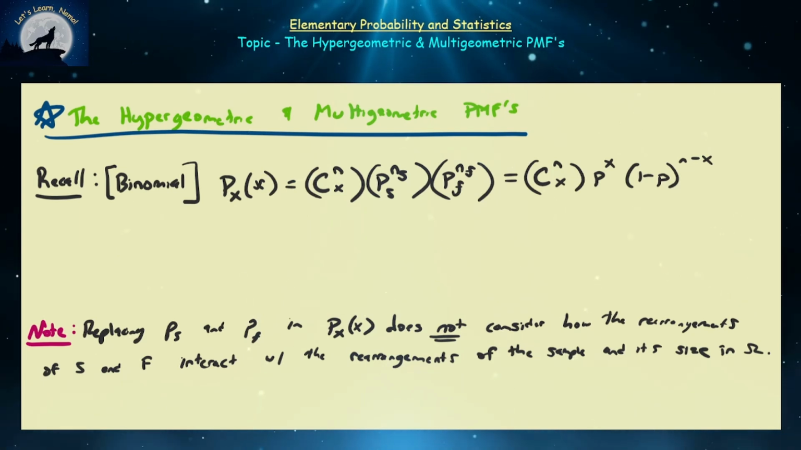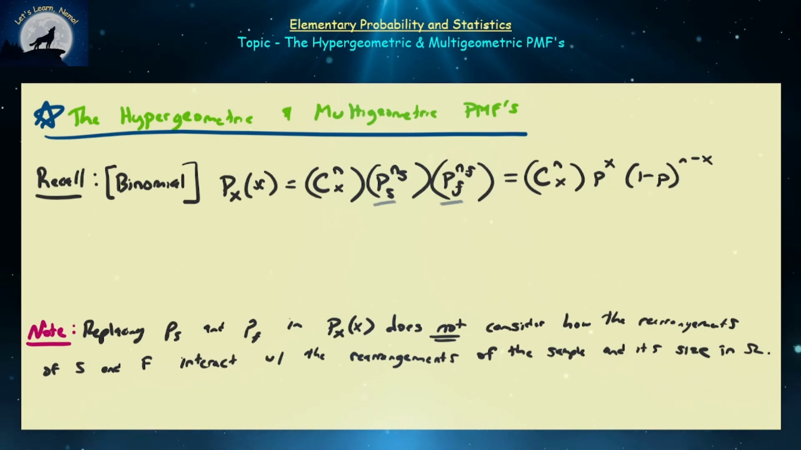So what was the binomial PMF? That represented the number of successes in a finite sequence of independent binary trials. In particular, if you had the probability of success PS and the probability of failure PF, which are complements of each other, since it's a binary partition of the probability space omega, then you can find this particular probability.